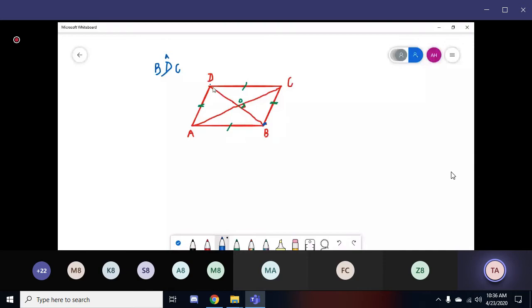Be very clever. You don't have to mark the whole angle. You have to only mark this portion as 50 degrees because this is BDC. The whole is not BDC. The whole one is just angle D.